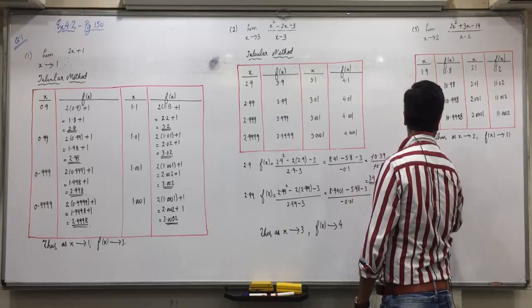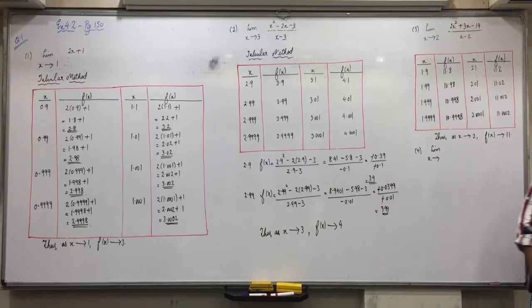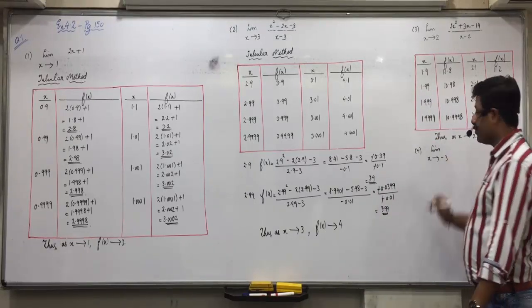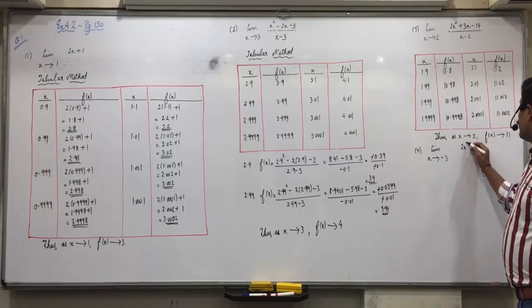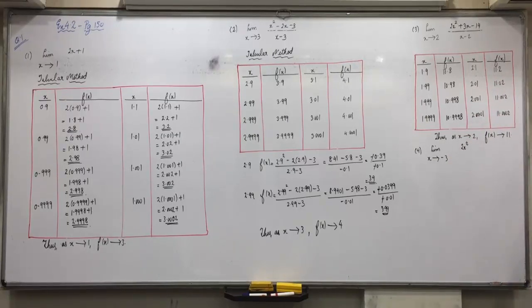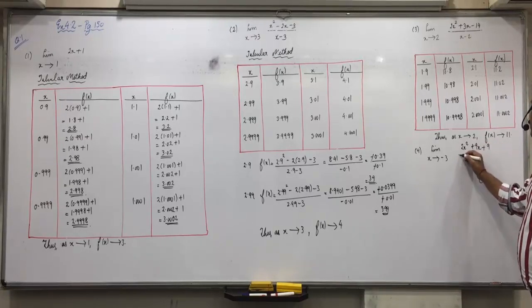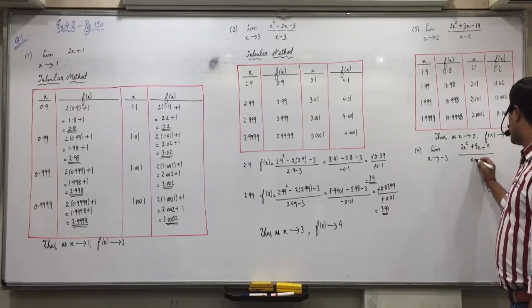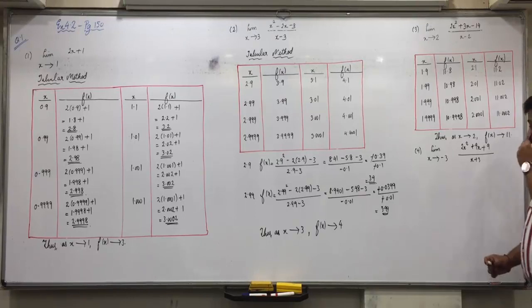And fourth one. Limit x tends to minus 3 of 2x square plus 9x plus 9 upon x plus 3. See here also, if you put minus 3, then minus 3 plus 3 will become 0. Did you understand this portion, everyone? Okay.